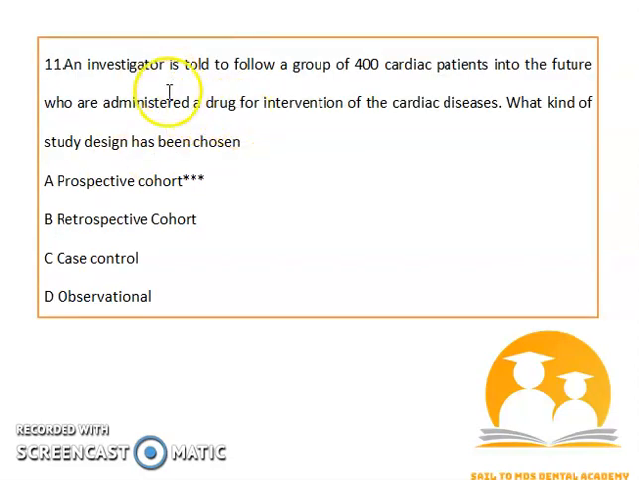Then aspirants, another community medicine question. An investigator is told to follow a group of 400 cardiac patients into the future who are administered a drug for intervention of the cardiac disease. So what kind of design is it? It is a prospective cohort study, for example.